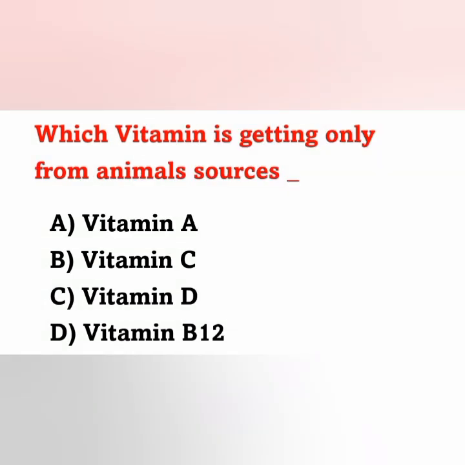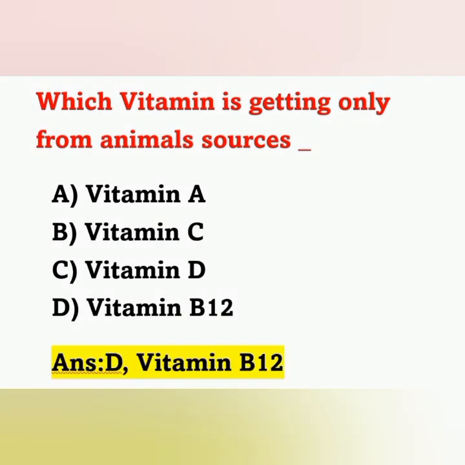And the next question, which vitamin is obtained only from animal sources? Options: Option A, vitamin A. Option B, vitamin C. Option C, vitamin D. And option D, vitamin B12. The vitamin obtained only from animal sources is vitamin B12. Vitamin B12 is also known as cyanocobalamin. Move on to the next question.